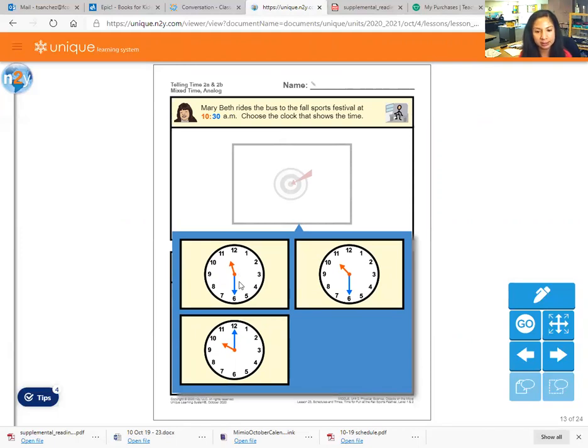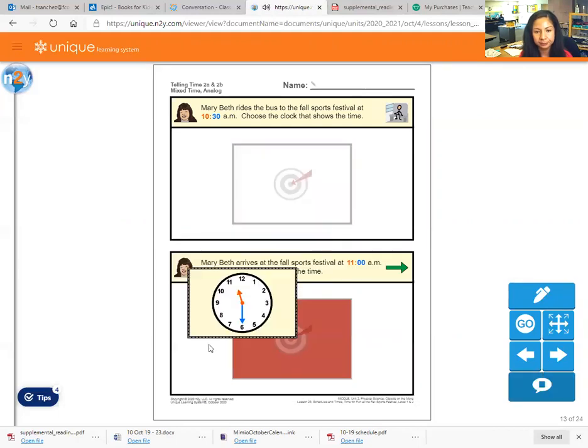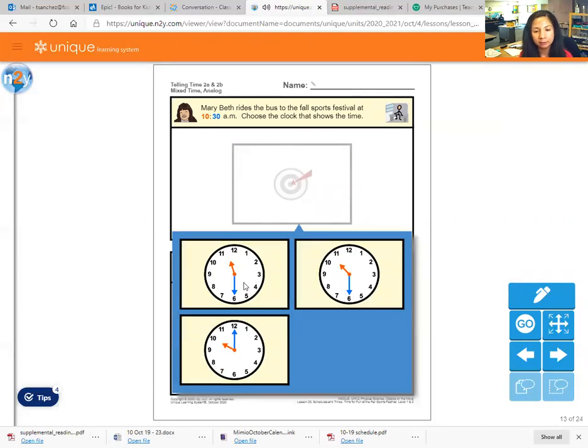Okay, so let's look at this. Is it the first one? Oops, I didn't mean to pick that. The first one, which shows the hour hand pointing close to 11 and the minute hand pointing to the 6. Or this one, where the hour hand is pointing close to the 10 and the minute hand pointing to the 6. Or is it this one, where the hour hand is pointing to 10 and the minute hand is pointing to 12? Well, let's see.